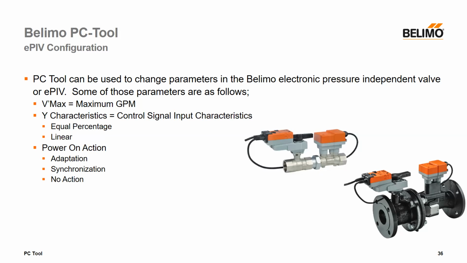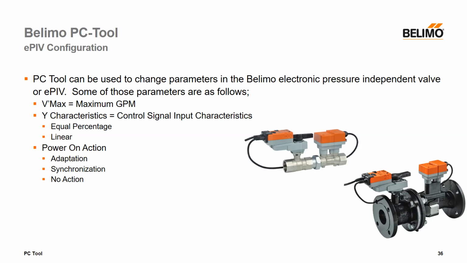Some of the other things we can change, as I mentioned, the maximum GPM. So with the electronic pressure independent valves, they're going to be available with what we call a VNOM, a nominal flow. Basically, it's the maximum controllable flow for any electronic pressure independent valve. That maximum flow can be reduced to 30% of the nominal flow.